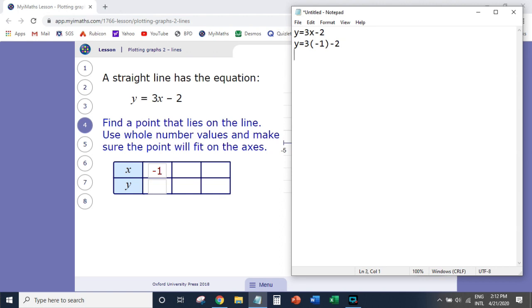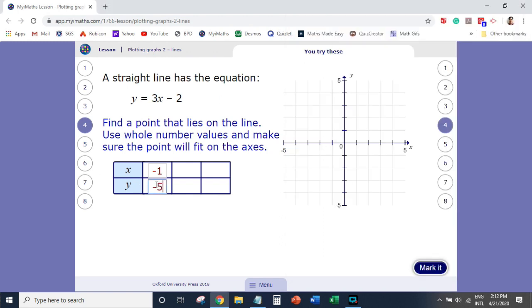So here, y equals 3 times negative 1 is negative 3, and then minus 2, and that will give us negative 5. So y is equal to negative 5. So here we are going to put y equals negative 5. Let's mark it. So we're done. So we have to plot the point now. Our x is negative 1, which is here, and our y is negative 5, which is down right here. So that's it. So we have to pick another value.